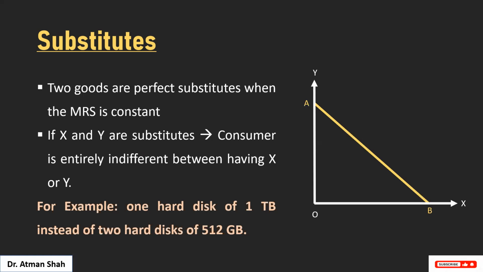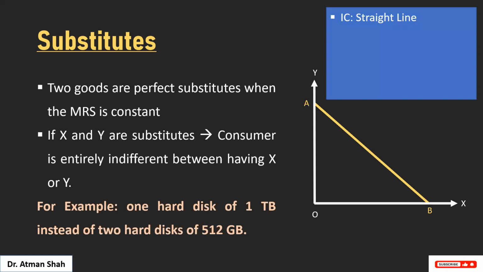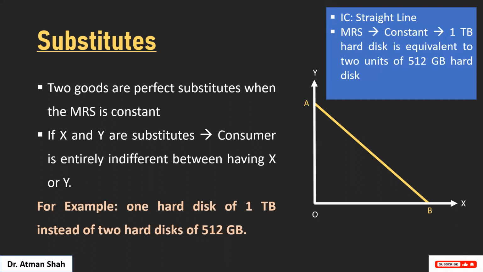Now, why do we have a straight line? The marginal rate of substitution is constant. That means 1 TB hard disk is equivalent to 2 units of 512 GB hard disk. So therefore, marginal rate of substitution is equal to -2, which remains constant throughout the indifference curve. On all points of indifference curve, the marginal rate of substitution remains -2. And that is why we have a straight line.